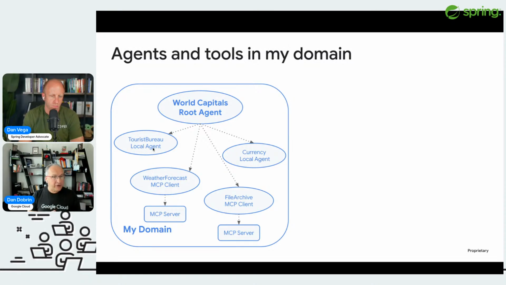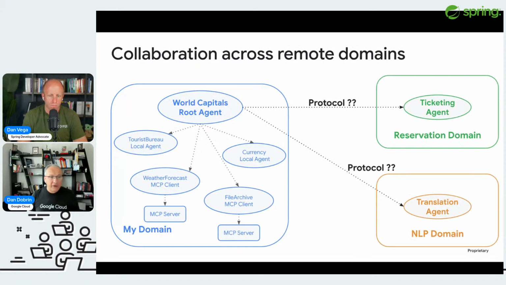And this would all be confined within my domain. I can secure it, I can control it. It's generally within my domain. But what happens if I like something about Paris or Berlin or Tokyo, and I'd like to get a ticket for some event?